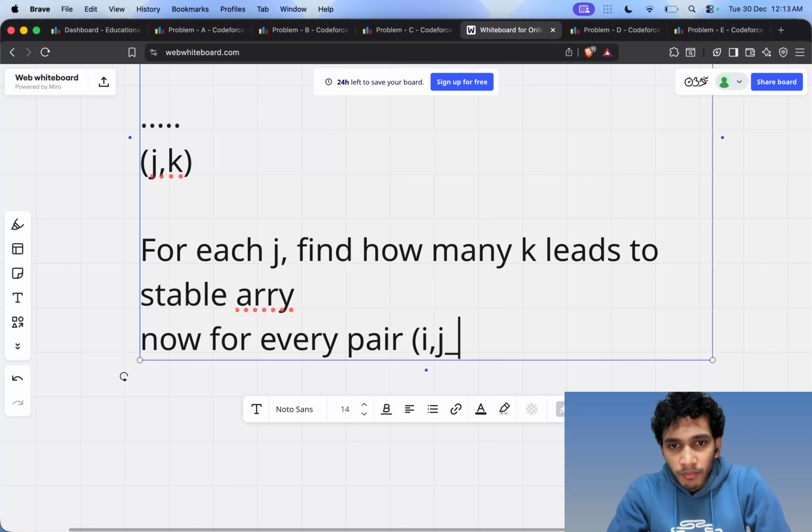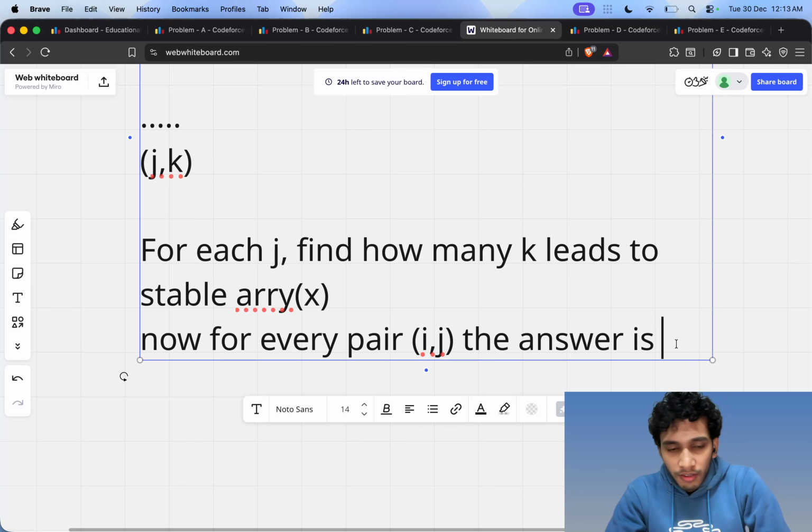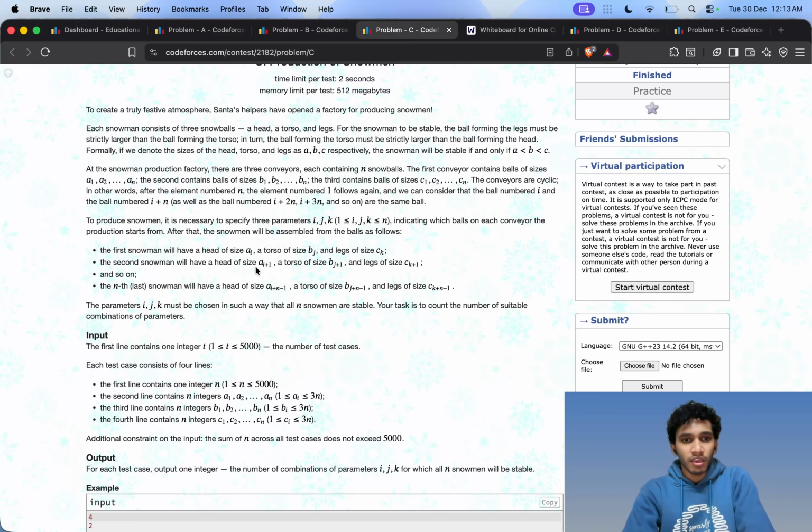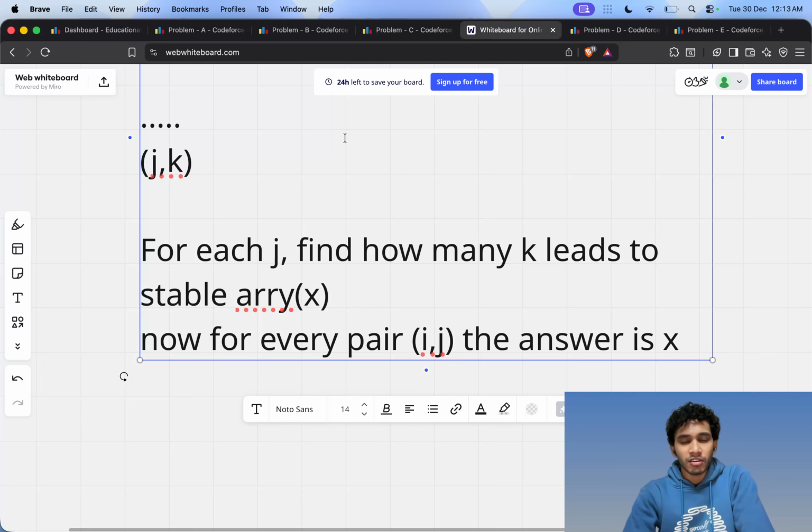Now for every pair i comma j, the answer, let's say this is x. Then the answer is x, and we can see that the value of n is 5000. So n square is very much computable. So for every pair, we can find the answer if we already have calculated the answer for each j.